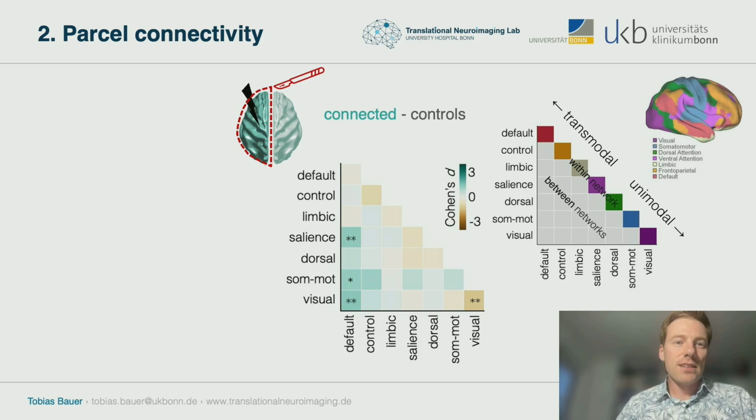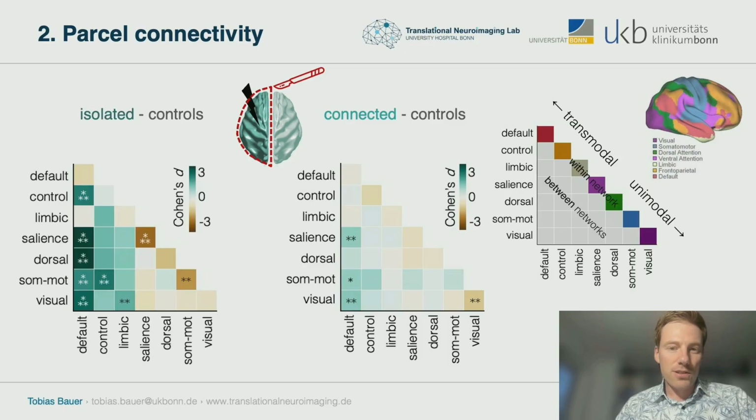And here we found that, for the difference between the connected hemisphere and the controls, there was a higher connectivity in the connected hemispheres between the default mode network, the salience network, and somatomotor and visual networks. We also looked at the isolated hemispheres and compared them to controls. And here we found the same network connections that were increased in the isolated hemispheres of patients.